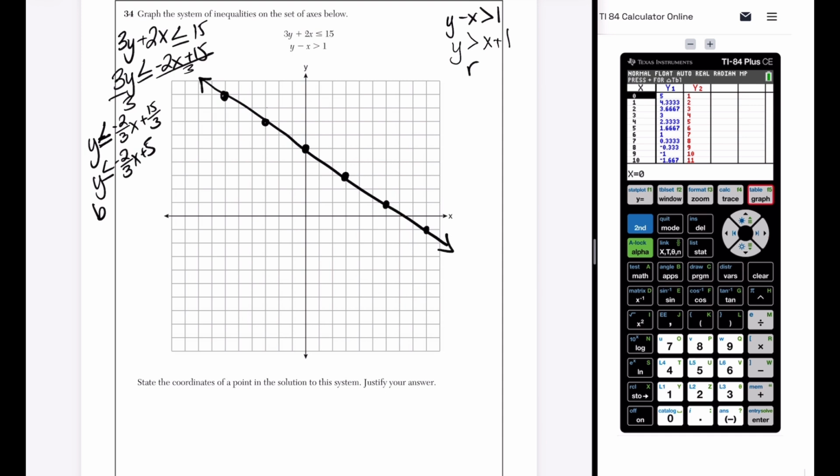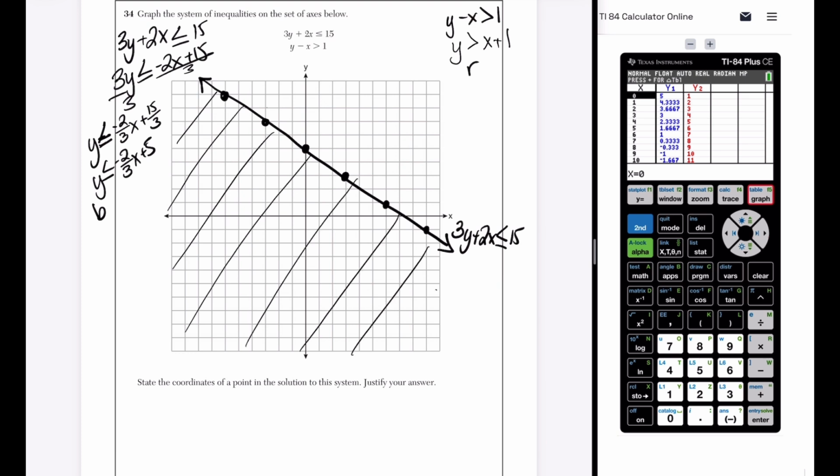So here's this one. I'm going to put in my equation just so they can see it, and this one was the original. 3y plus 2x is less than or equal to 15, and I want all the points under. So I'm just going to shade it this way. Okay, and now I'm going to do the same thing with my other one, which is much easier to graph. So for the second one, the red one, so much easier.